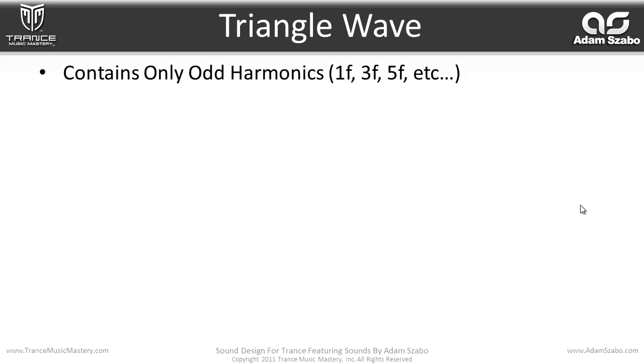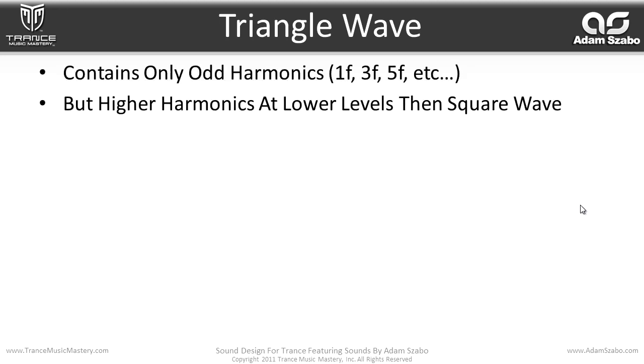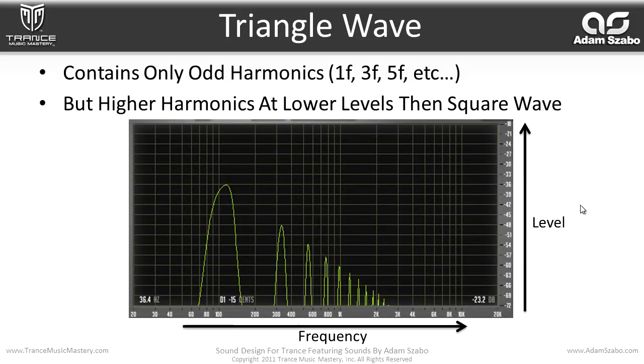And then the triangle wave contains only odd harmonics, but higher harmonics are at lower levels than the square wave. So we see it drop off much more quickly than we did in the square wave.